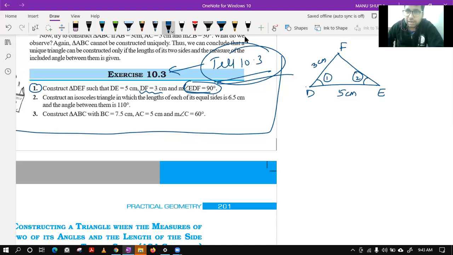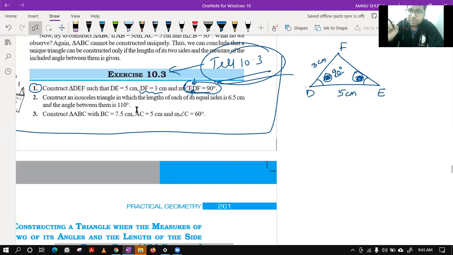Class, angle EDF is which angle? Angle 1 or angle 2? It is angle 1 because this center part is the main angle. Okay, so this is given to us as how much? 90 degree. So let's now try and see how the question is done.